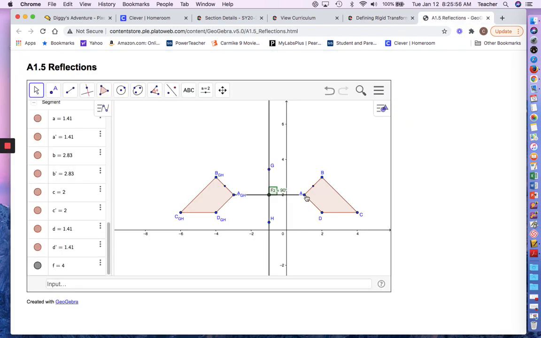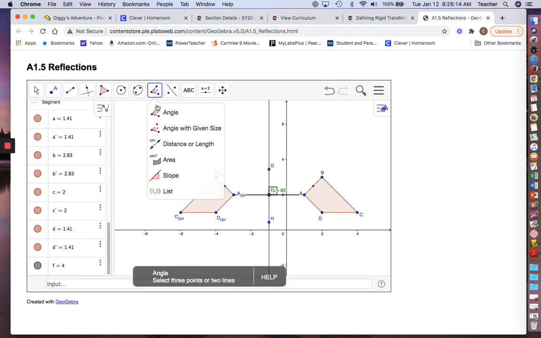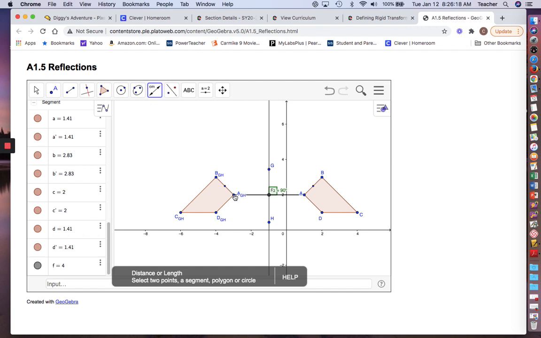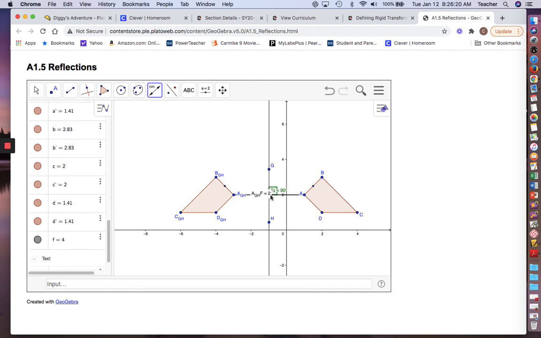Well, here's the deal. If the entire thing is 4, and remember they are the same distance away from the line of reflection, then all you got to do is say 4 cut in half would be 2 on the left and 2 on the right. To prove it, I'm going to come up here to my angle symbol. Instead of selecting angle, I'm going to select distance and length. And I'm going to click on A to the intersection, and I get a 2.